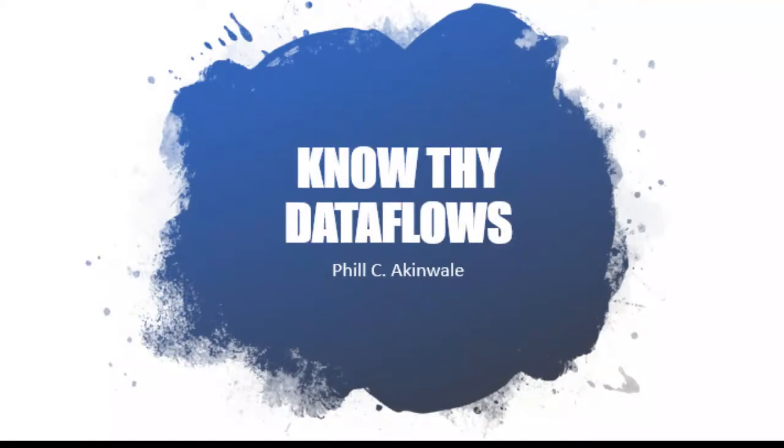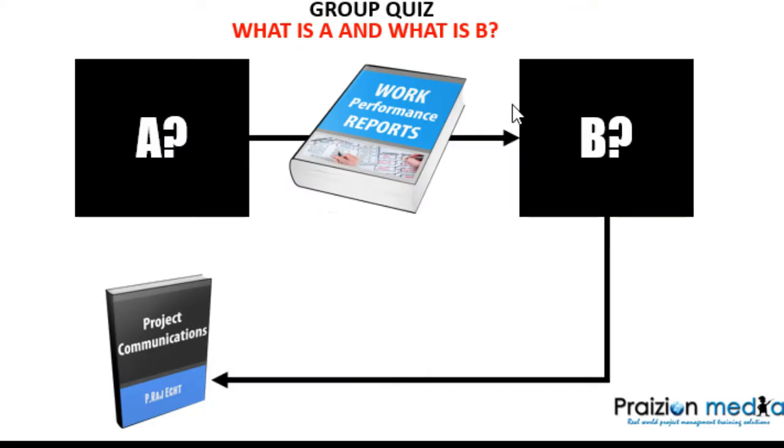I hope you are ready for another Dataflow exercise. Now the Dataflow exercise I'm going to show you today might be common to a few people, but there might be one curveball output that you will be guessing about. So I'm going to show you that right away. Know thy data flows. So today, as usual, we've got process A and process B. We can see that process A is giving us work performance reports and process B is giving us project communications.